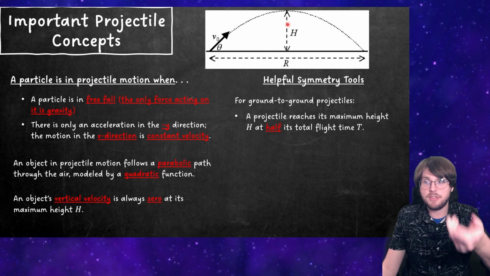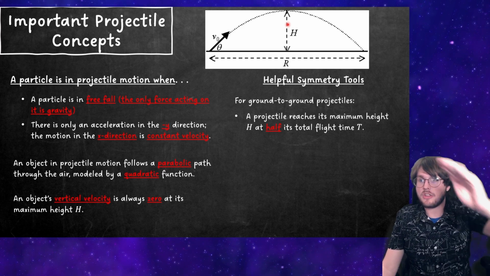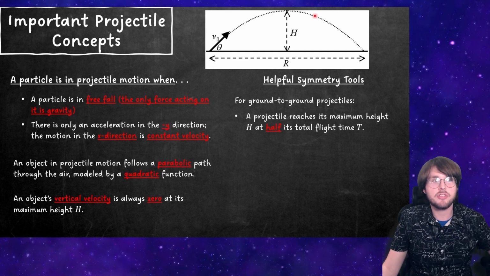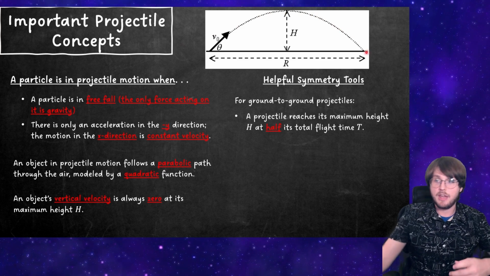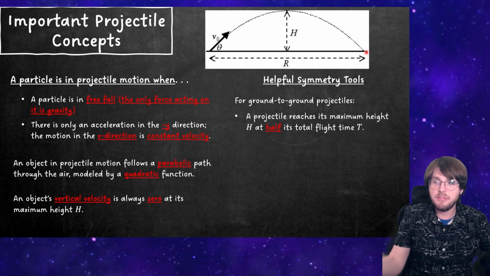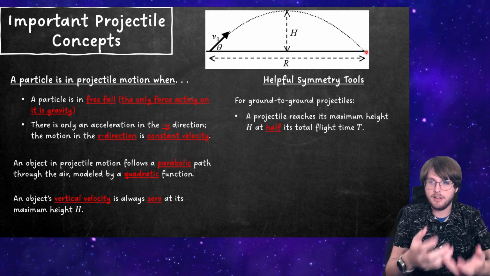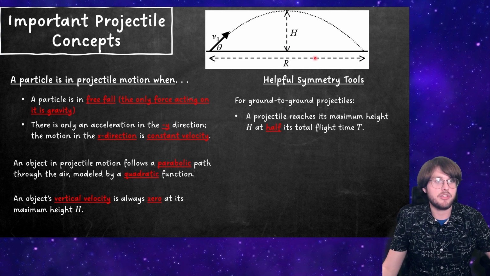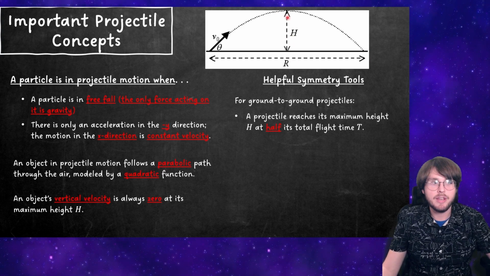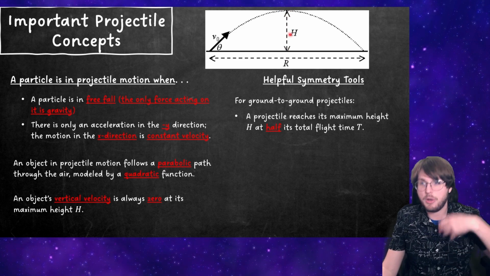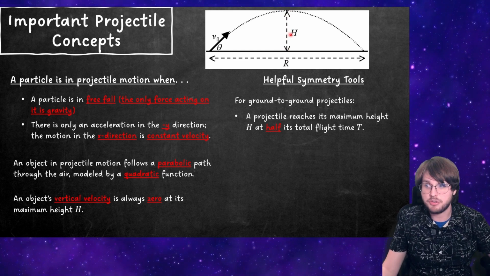So whichever thing you find first, the time it takes to reach its maximum height, or the time it takes to go the full distance all the way to the other end, half of that time is going to be the time it takes to go through half of its trajectory, always.